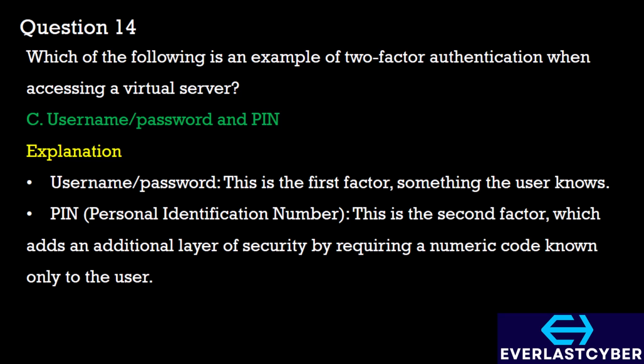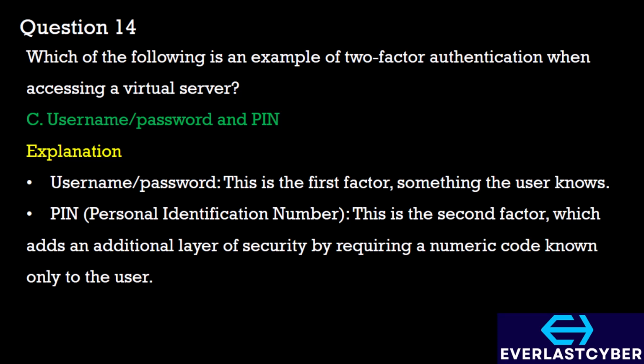The username and password is the first factor, which is something the user knows, and the PIN is the second factor, which adds an additional layer of security because it requires a numeric code known only to the user. A combination of both of them constitutes a two-factor authentication, and this approach ensures that access to the virtual server requires both knowledge of its secrets, in this case a password, and the possession of a second factor, which is a PIN.